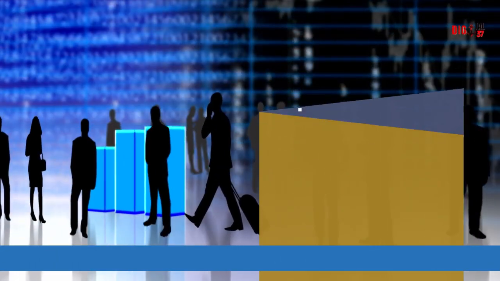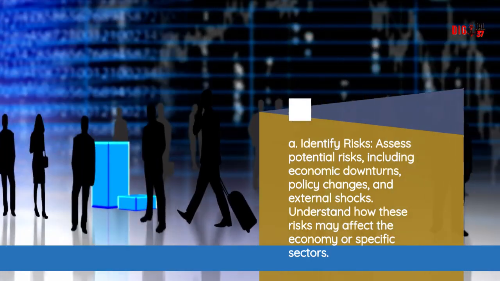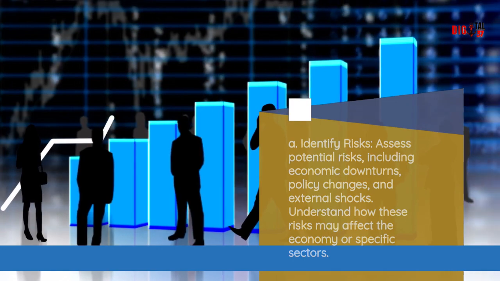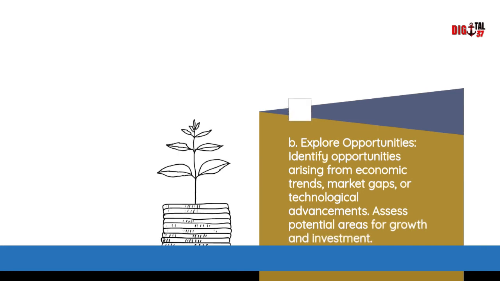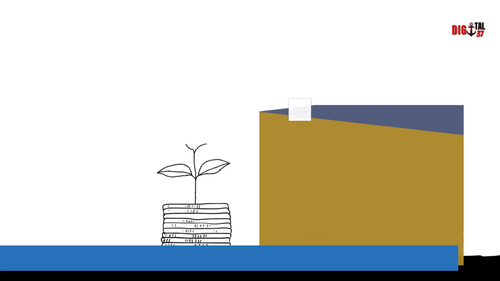6. Evaluate risks and opportunities. A. Identify risks. Assess potential risks, including economic downturns, policy changes, and external shocks. Understand how these risks may affect the economy or specific sectors. B. Explore opportunities. Identify opportunities arising from economic trends, market gaps, or technological advancements. Assess potential areas for growth and investment.